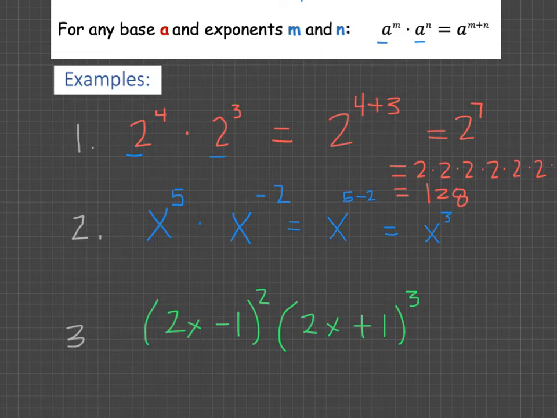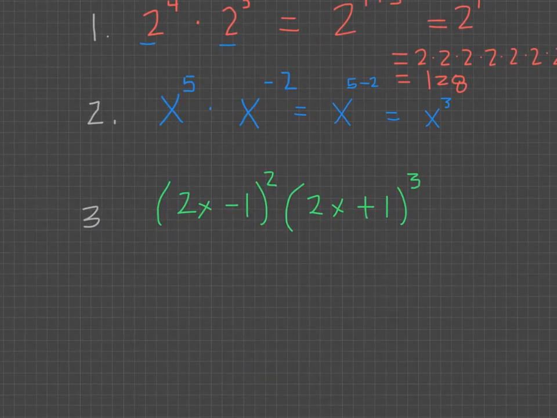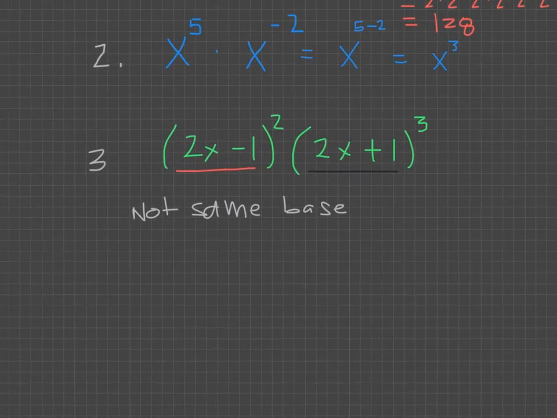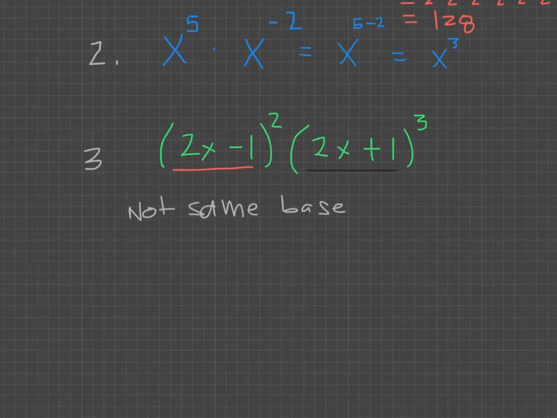Now let's look at this last example. We have 2x minus 1 as our base here, but if we look at what we're multiplying by, it is not the same base. So the product rule is not going to apply. We cannot combine those exponents because we have 2x minus 1 as one base and 2x plus 1 as another base. But what if we had the same base?